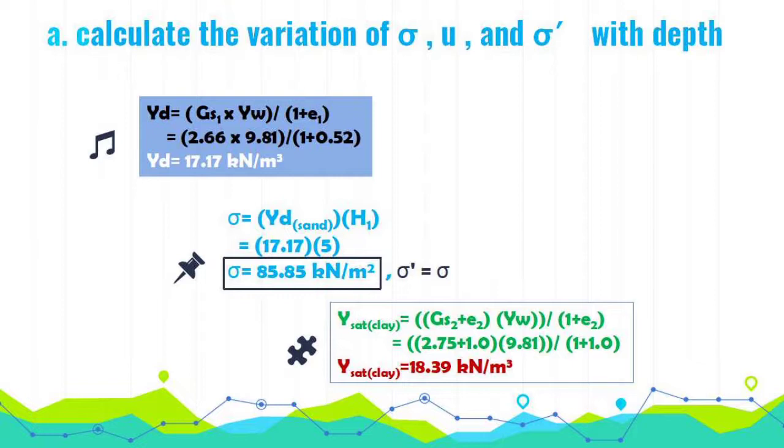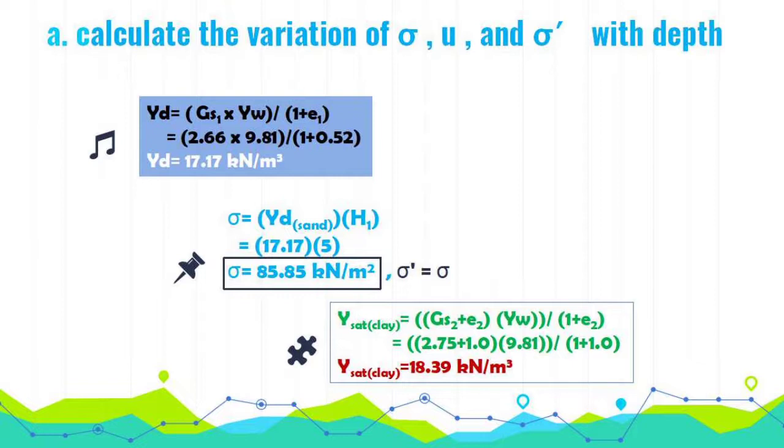The next thing that we will do is to calculate the total stress at depth h sub 1 using the equation sigma is equal to the dry unit weight of sand multiplied by h sub 1. Substitute 17.17 kilonewtons per cubic meter for the dry unit weight of sand and 5 meters for h sub 1. We will then get the value of sigma to be 85.85 kilonewtons per square meter.